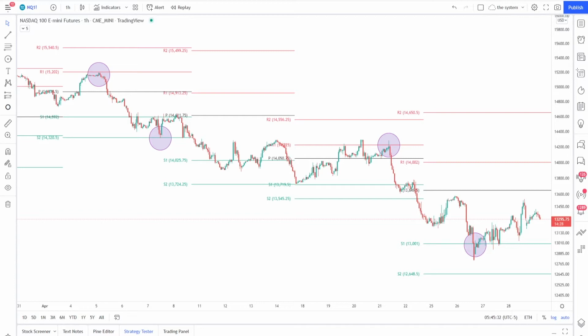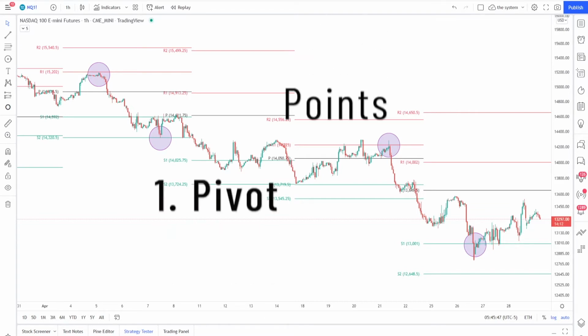I thought that today we could discuss a couple of indicators that would really be useful to you in your trading strategies. These are three indicators that I've personally used for a while and actually find very useful when making my trading decisions. So the first one that we're going to look at are the pivot points.